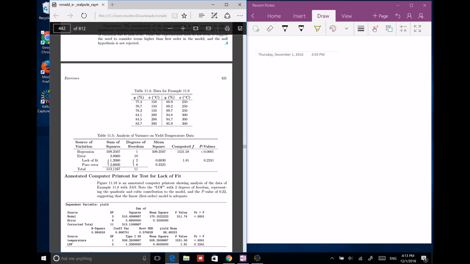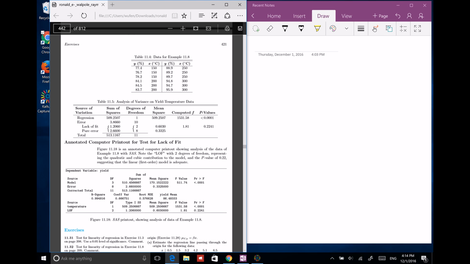So basically, according to this one, we find the P value. We compare; I think the regression sum of squares is 509.25, error is 3.8660, lack of fit, pure error, and the total sum of squares, mean square. We find the computed F values and the computed P values. Okay, so the first P value is small, it's good, but the second P value is 0.22, which is pretty big. Okay, so if the P is low, then the null hypothesis must go. So for regression, the first one is less than 0.001, so we must reject the null hypothesis. So in that case, we can say that we reject, and there is no lack of fit.